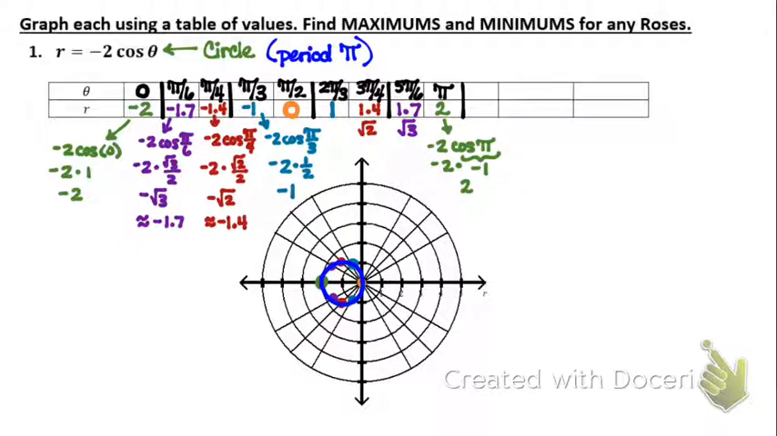How are we doing? Clear as mud? Absolutely. Fantastic.